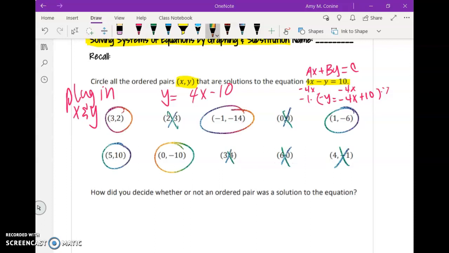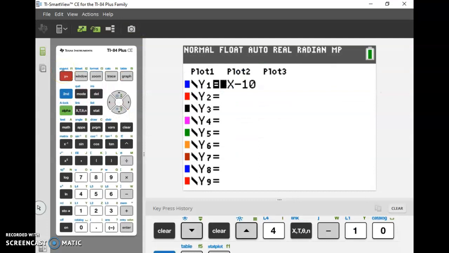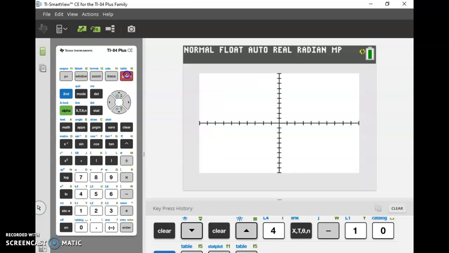All right, so plugging in your x's and y's, you should have gotten these 5 points as solutions to your equation. So you could either do this by hand and physically plug them in each one by one and see if they are equal, or you can take your calculator and you can go to your y equals button and plug 4x minus 10 into the first line. You would hit graph, and this is the line that you should see. But it doesn't give us any numbers.